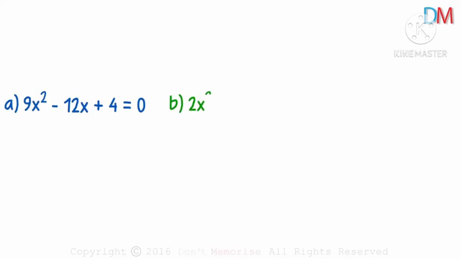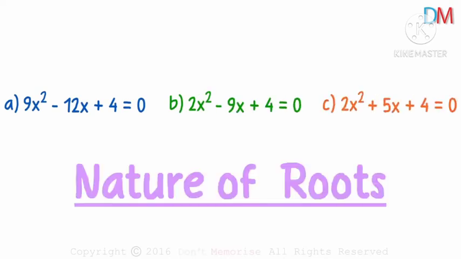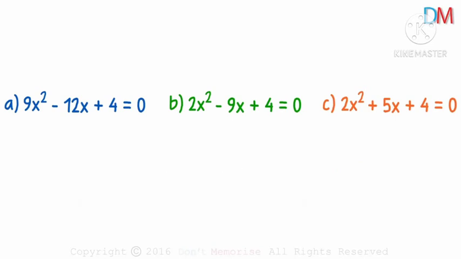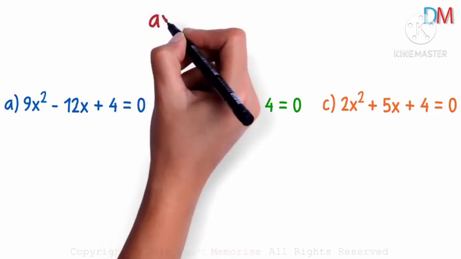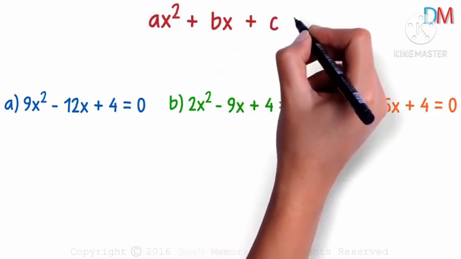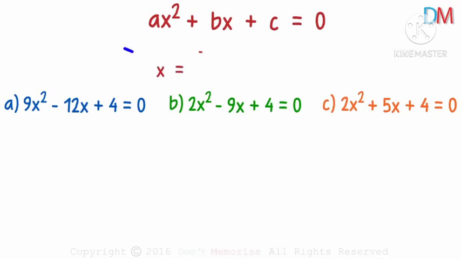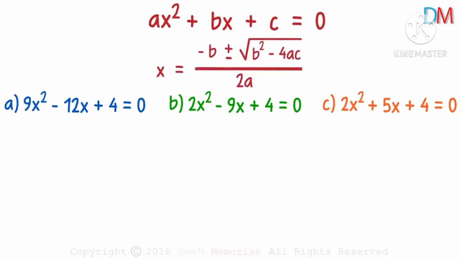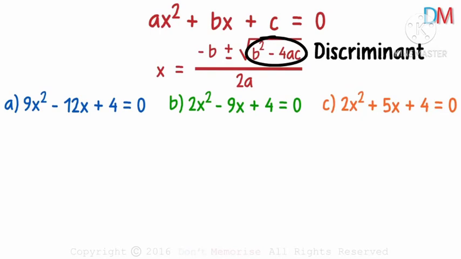Find the nature of the roots of the following quadratic equations. Note that we've been asked only for the nature of the roots and not the values of the roots. The first thing we need to know is that for the quadratic equation ax squared plus bx plus c equals 0, the roots are given by this formula. And the nature of the roots depends on this value, which is called the discriminant.